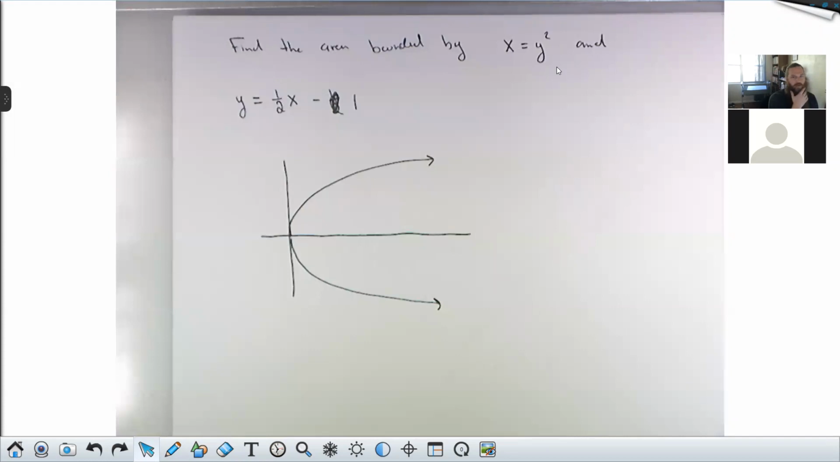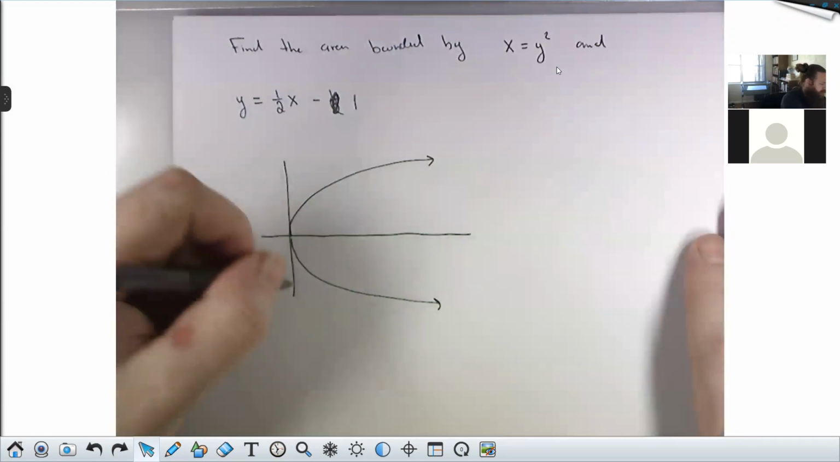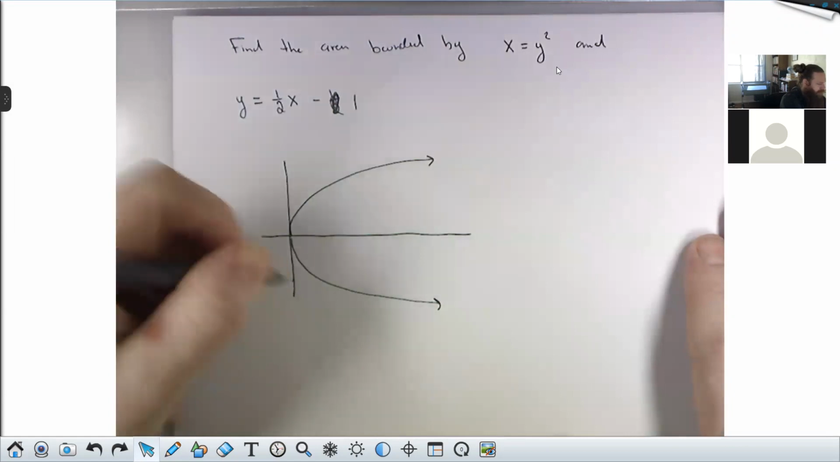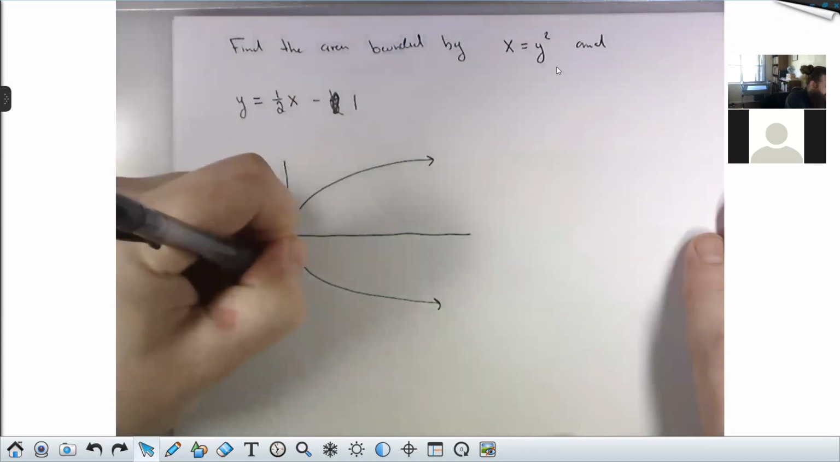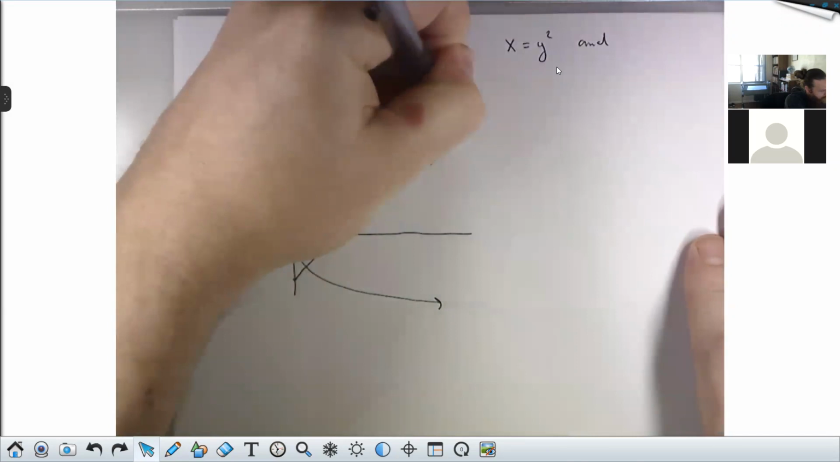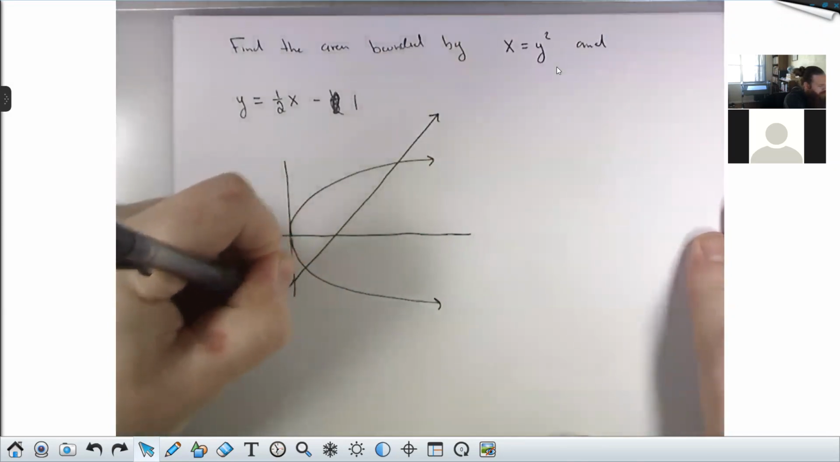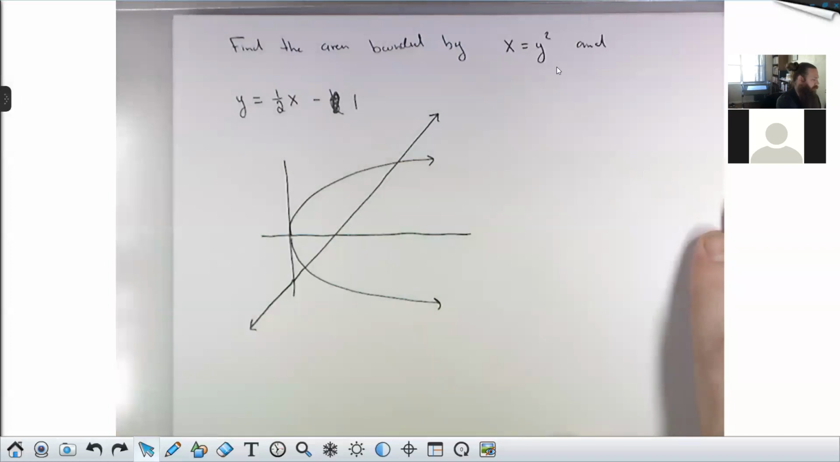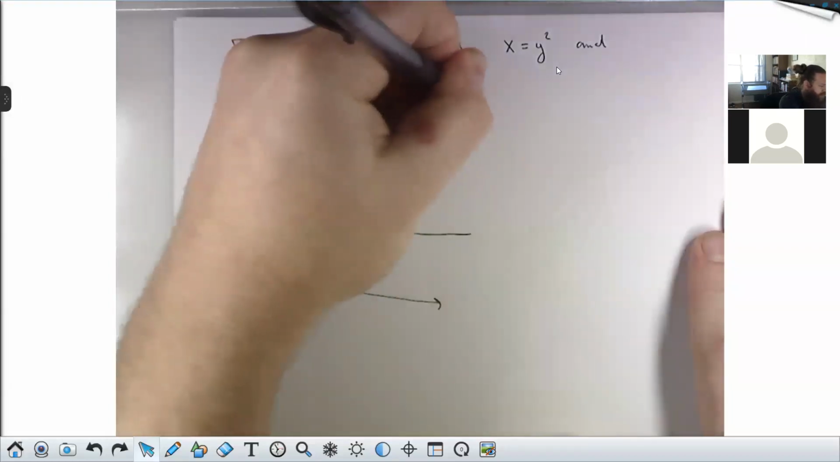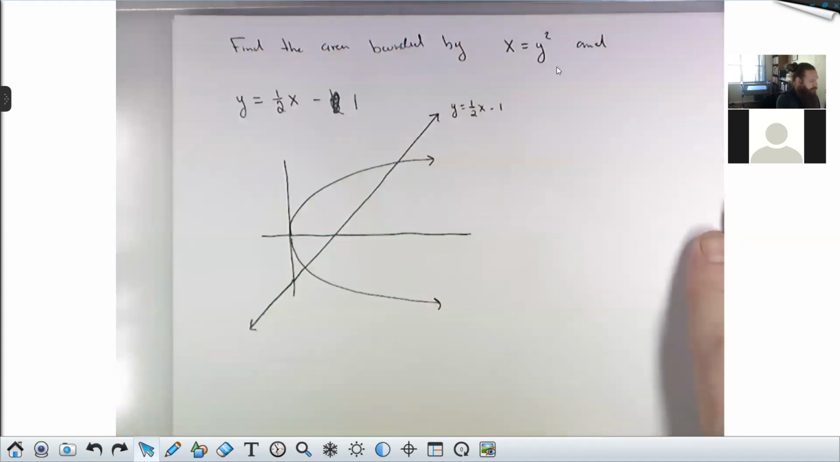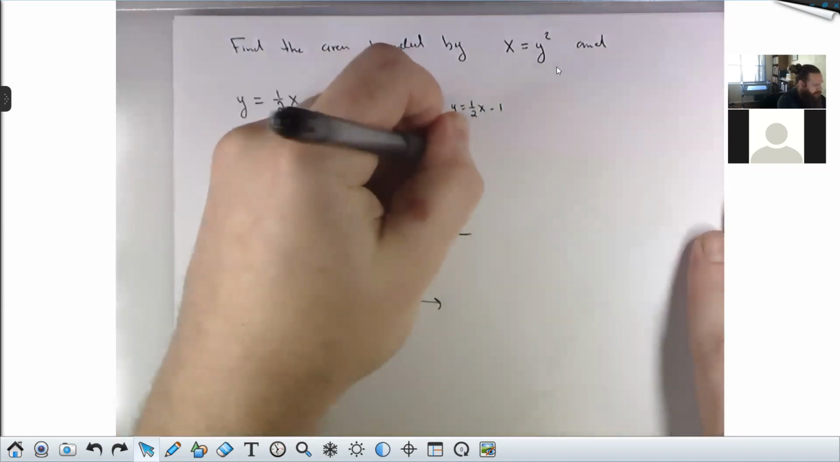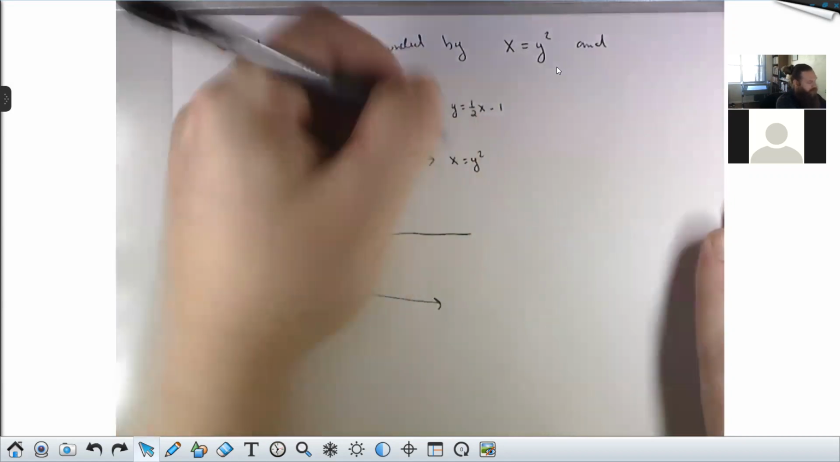This is the curve x equals y squared. Y equals 1/2 x minus 1 is a line looking something like this. Right? Slope 1/2, y-intercept negative 1. Y equals 1/2 x minus 1. And the other curve here is x equals y squared.